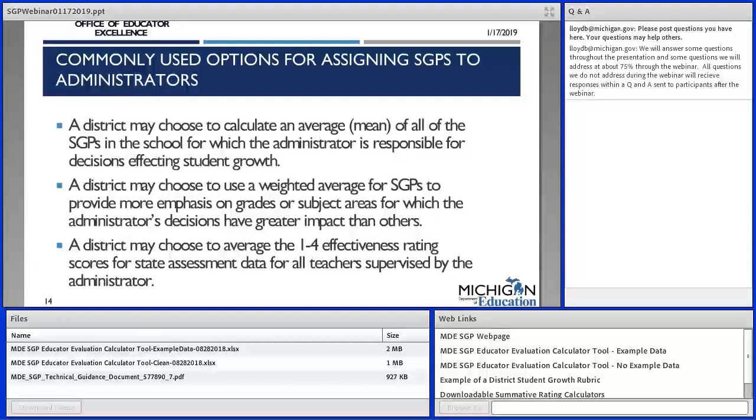So now, commonly used options in our conversations with districts across the state for assigning SGPs to administrators.